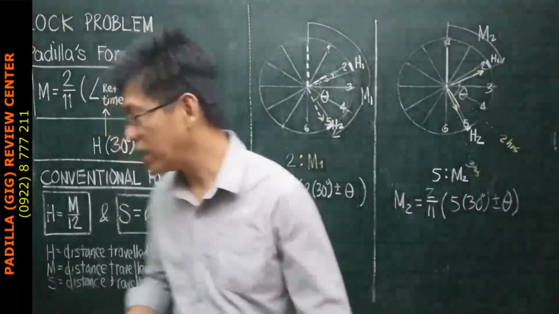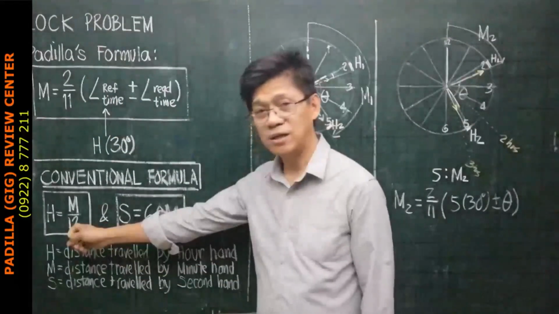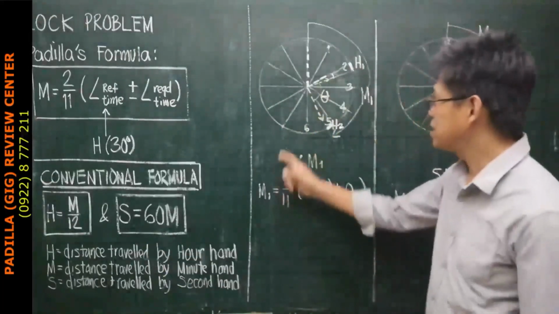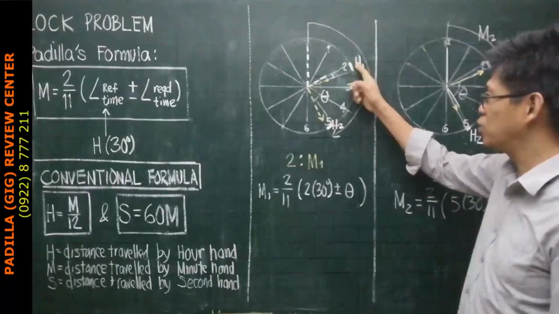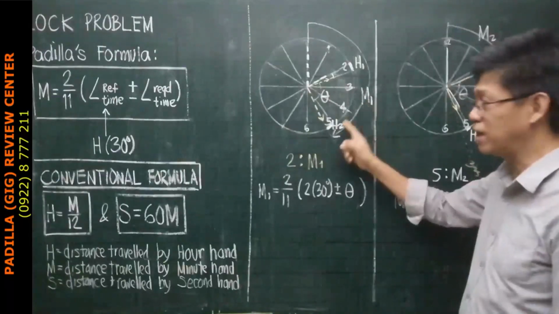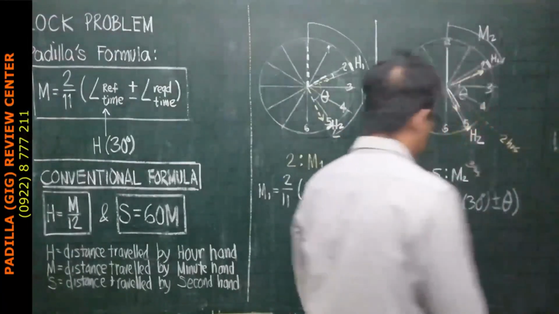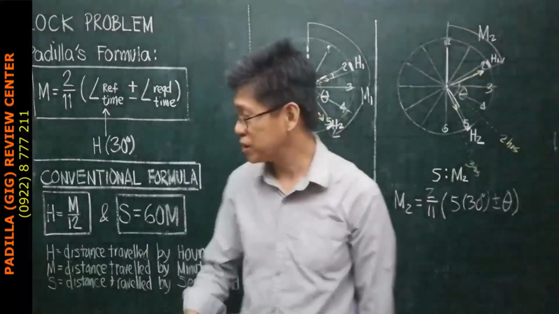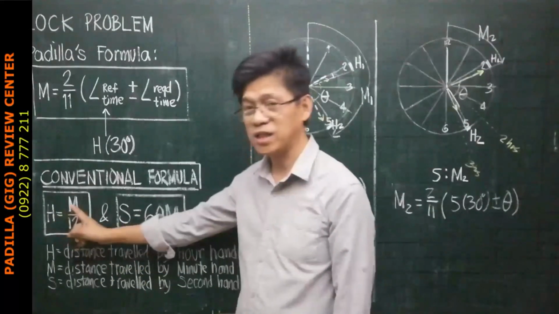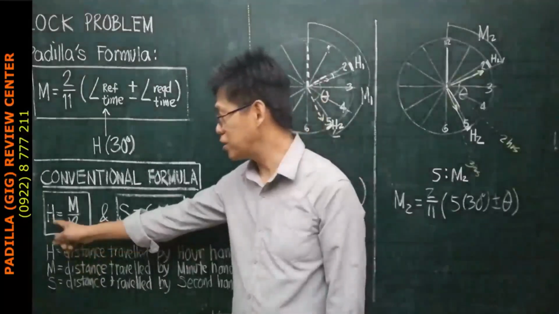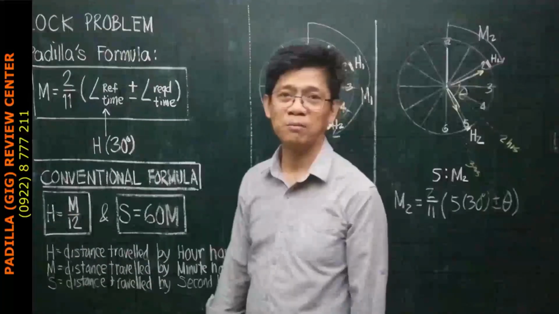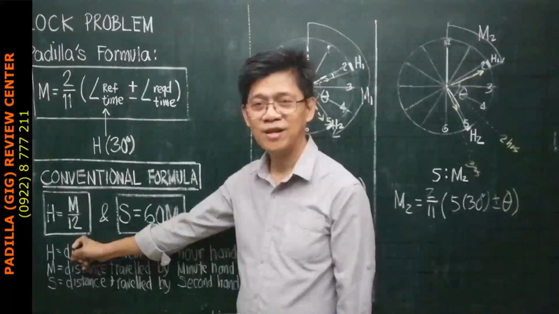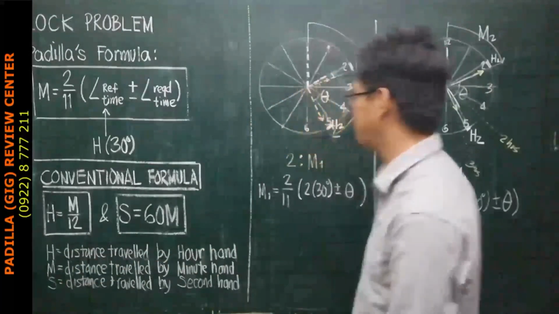Ganito. You will have to consider this relationship and this relationship, establishing the relationship between H1 and M1, and H2 here between H1 and M2. So, by using H1 is M1 over 12, H2 is M2 over 12. So, babalik din tayo sa equation na to. So, as a rule, ganito.